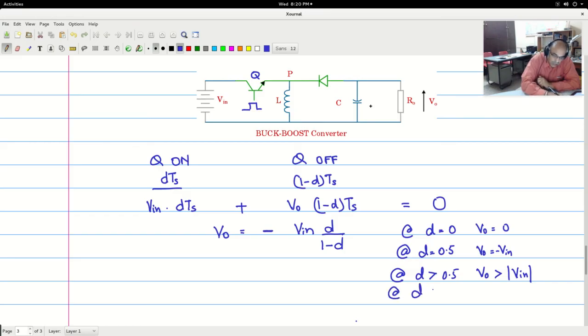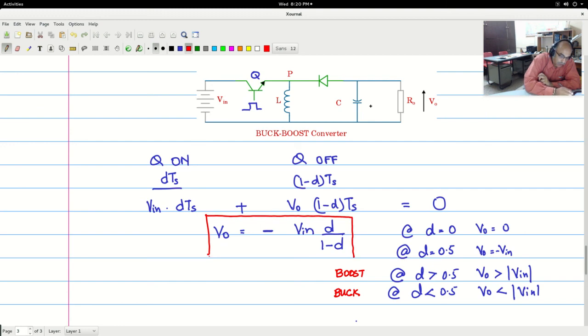At d less than 0.5, the denominator is more than the numerator, therefore V0 is less than the magnitude of Vin, and this is the buck operation. So you see that it will operate as a buck converter for d less than 0.5 and operate as a boost converter for d greater than 0.5. Hence the name buck boost converter. And this is the relationship for the buck boost converter.